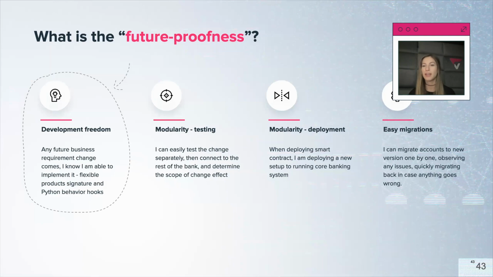I know that I don't have to worry about if it will be possible, if the technology won't limit me anyhow, if I don't have to spend 3 months finding some workarounds, because I know that I can write the logic as Python code. I can easily model it with the mechanisms that I showcased to you, and I know that in the future, any change request will come, I will be able to implement it and to model it because of the flexibility of the Python code and of the smart contract.